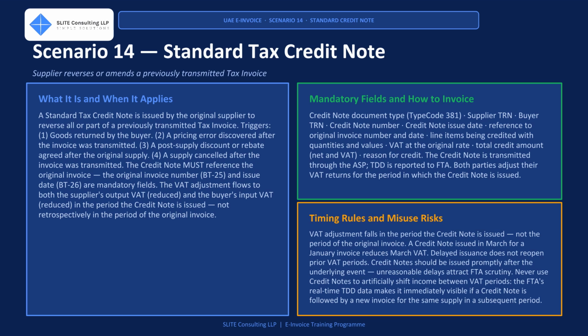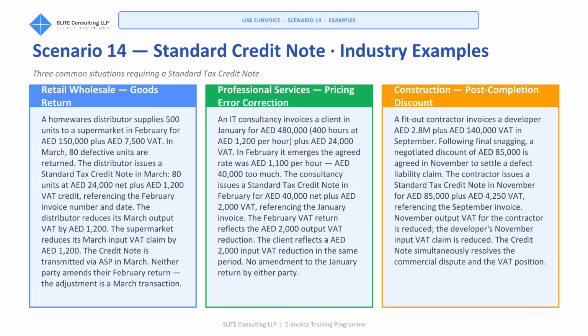Document type code 381. Mandatory fields: both TRNs, credit note number, issue date, reference to the original invoice, line items being credited at the original VAT rate, total credit amount, and the reason. And here is the timing rule that catches people out. VAT adjustment falls in the period the credit note is issued, not the period of the original invoice. The FTA's real-time TDD data will spot any attempt to use credit notes to artificially shift income between periods. Examples next. 3 common situations requiring a standard tax credit note.